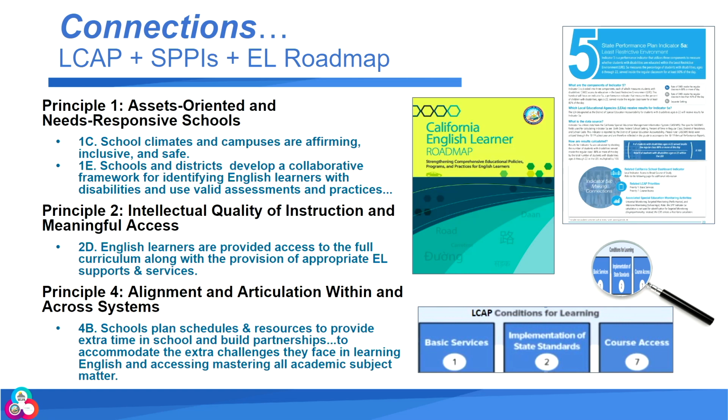When we talked about being assets oriented and needs responsive, we're addressing school climate, campuses that are affirming and inclusive and safe. And specifically called out is element 1E, where schools and districts develop a collaborative framework for identifying dually identified students, English learners with disabilities, and use valid assessment practices, as well as the intellectual quality of instruction and meaningful access.